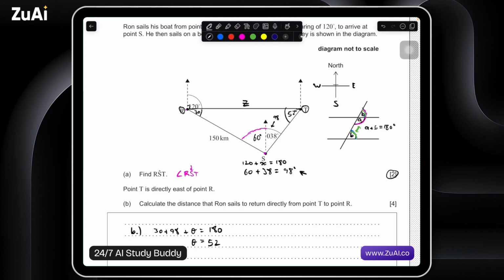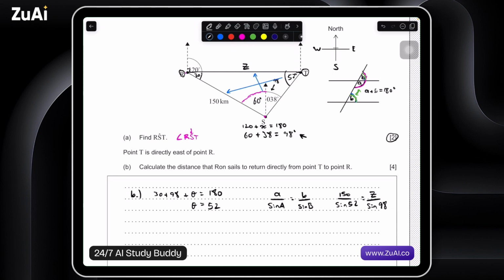Alright, so we know 3 angles of a triangle. Now the question is, do we have a situation where we have an angle and its opposite side length, and an angle and its opposite side length? And we do have those pairs. So we should be able to use our sine rule. Once again, our sine rule, a over sine A is equal to b over sine B. So let's write that in. We have 150 over sine 52 is equal to Z, we don't know what it is, Z over sine 98.